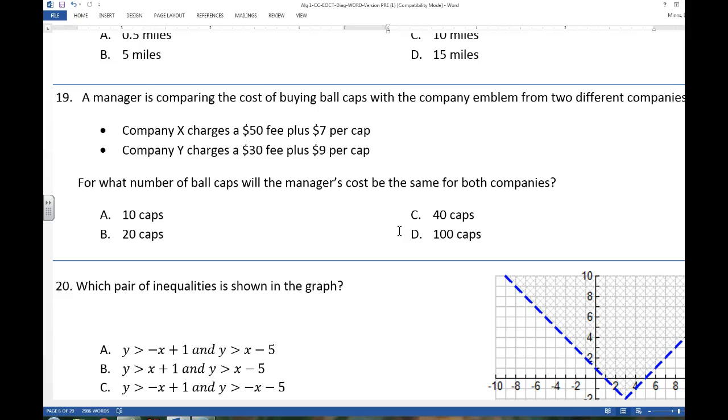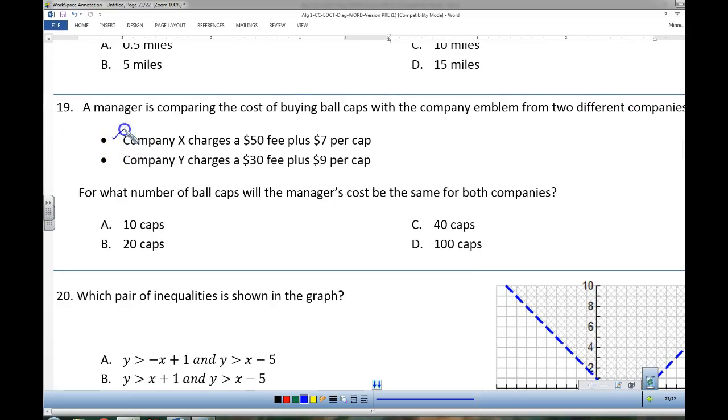Well, if I want to know when the cost is going to be the same, I know the cost of X, I know the cost of Y, we simply set them equal to each other. X is $50 plus $7 per cap. Write that a little more legibly. $50 plus $7 per cap. Set that equal to the other one. $30 plus $9 per cap.